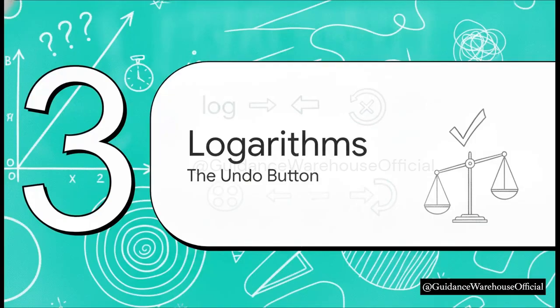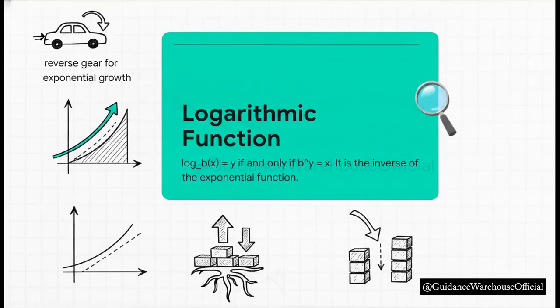That brings us to Section 3, logarithms, the undo button. So we essentially need a reverse gear for exponential growth. Explicitly defined, the logarithmic function with base b states that log base b of x equals y if and only if b to the power of y equals x. Think of it like this. If exponents build things up, logarithms tear them down to find the root cause.